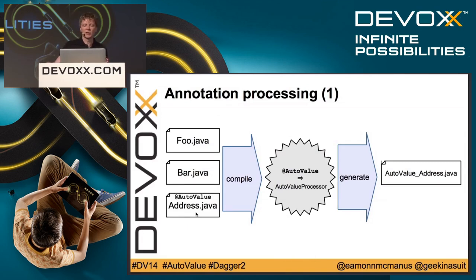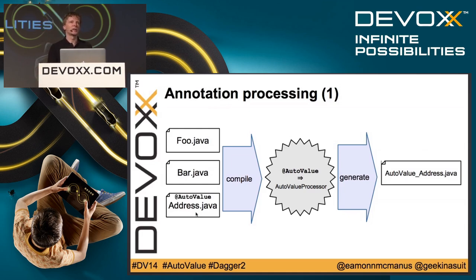So in a bit more detail, how does that work? You start your compilation with a set of input source files. In this example, we've got Foo.java and Bar.java and Address.java. Some of those source files might have annotations on them, and you might have your compiler set up in such a way that it runs annotation processors. That's what we're doing here.